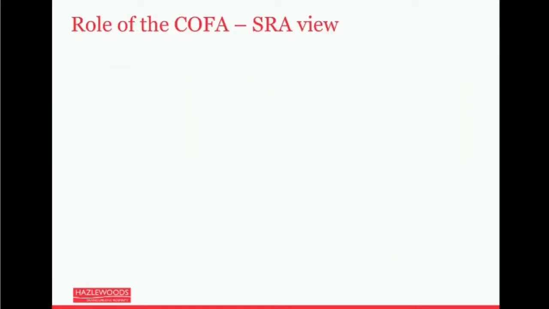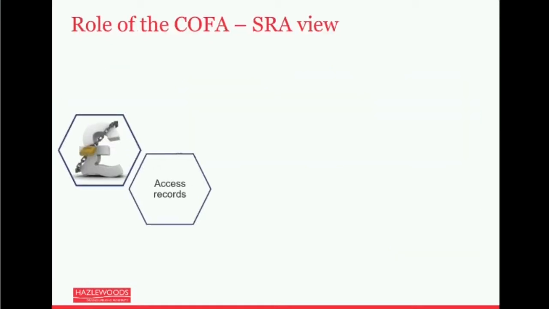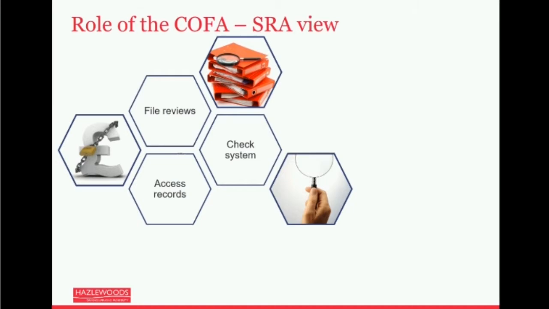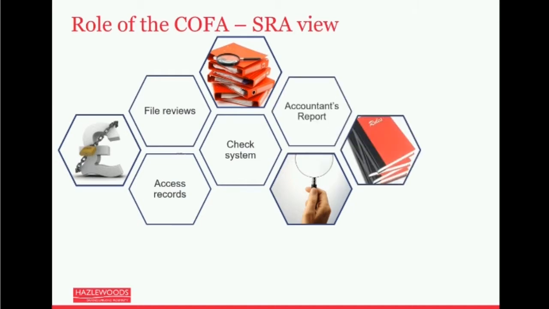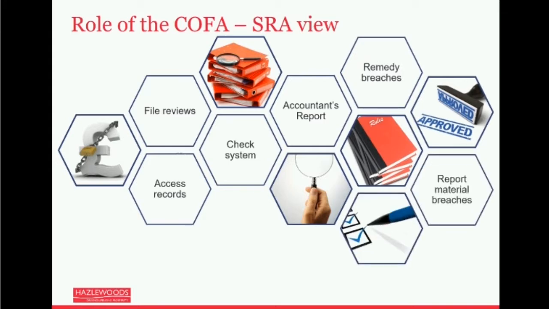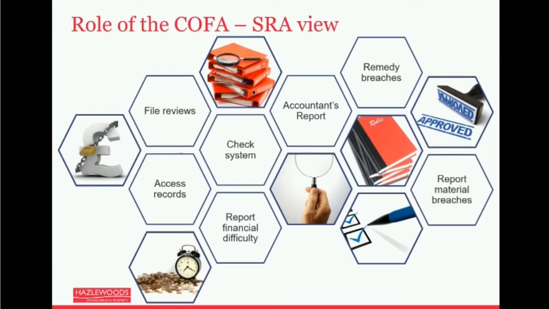In the SRA's view, the COFA needs access to all accounting records, to carry out regular checks on the accounting systems, to carry out file and ledger reviews, to ensure the reporting accountant has access to all information needed to complete the accountant's report, to take steps to ensure breaches of the accounts rules are remedied promptly, to report all breaches which are material either on their own or as part of a pattern to the SRA, and to report the practice if it's in financial difficulty.